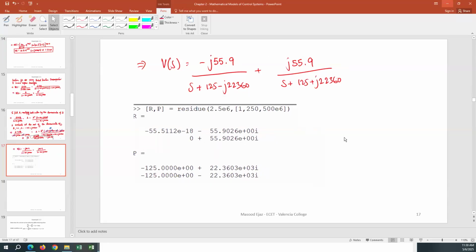So observe now, compare these two. Negative j 55.90, negative j 55.9, and the denominator root is negative 125 plus j 22.36. Now remember, this is the root. This is not the factor. So when you're creating the factor, you're going to do s minus the root. s minus negative 125 plus j 2236, and s minus negative 125 minus j 2236.